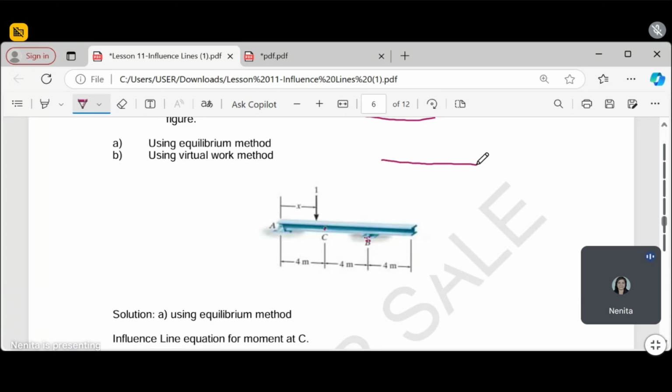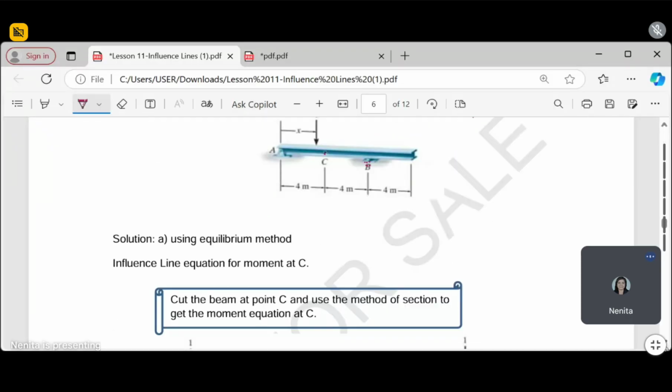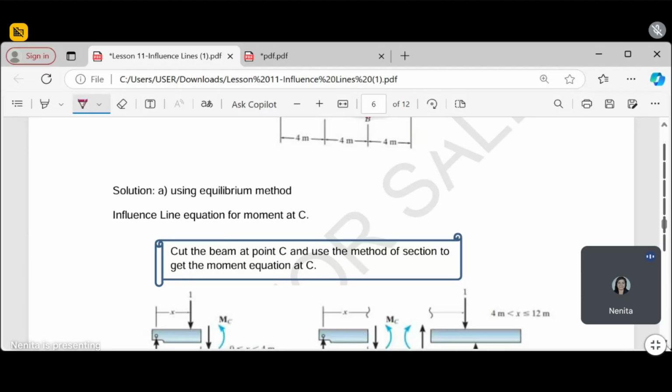So, take note, class, na itong figure natin, kung titingnan natin, may support tayo dito, this is a simple beam with overhang. Dito ang ating point C, 4 meters, okay, and this is also 4 meters, and this is also 4 meters overhang. Let's say this is A and this is B. Of course, what we need to do first, kukuhain muna natin, class, laging kukuhain natin si reaction. Kaya hindi tayo makakapag-cut kung hindi natin alam ang reaction, di ba?